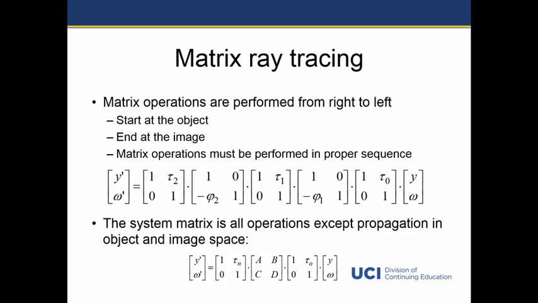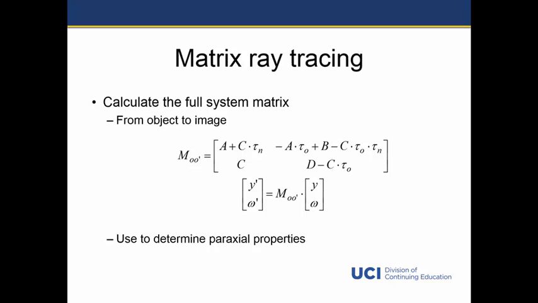And it might start to look a little bit ugly, but remember, each of our individual matrix elements were unit matrices, which means the system matrix must also be a unit matrix. So our properties at our image are a function of this object to image matrix acting upon our initial ray properties in terms of height and slope.